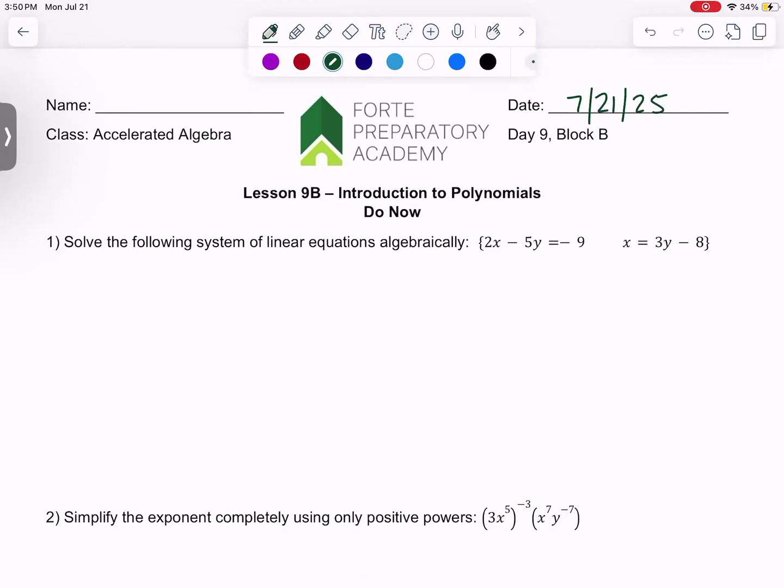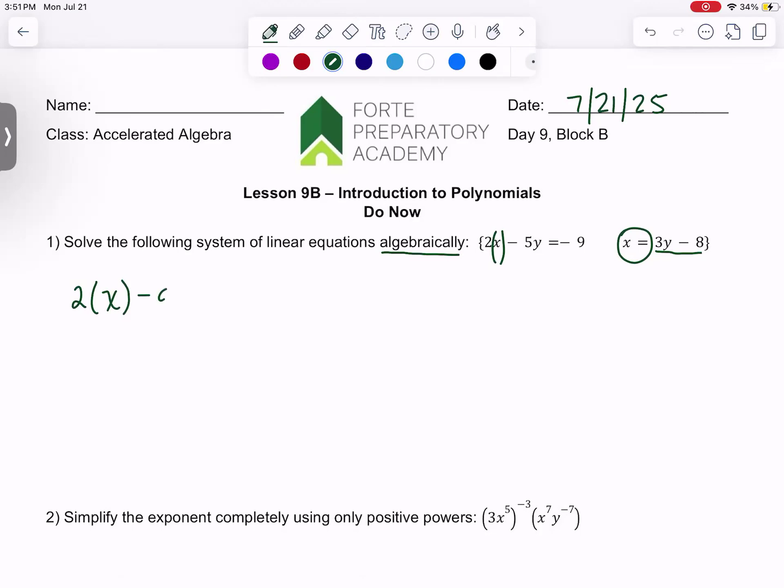The first question, solve the following system of linear equations algebraically. When you're doing it algebraically, you can use substitution or elimination. Here you have one equation in standard form and another in this x equals form. So you're going to want to substitute. Substitute the x equals expression everywhere you see x in the first equation.